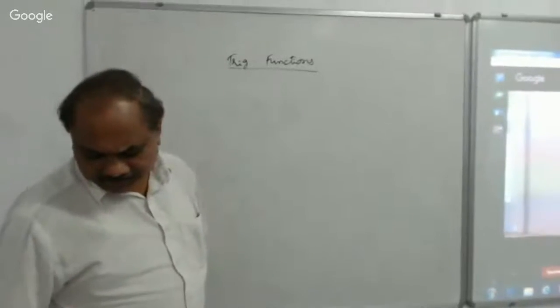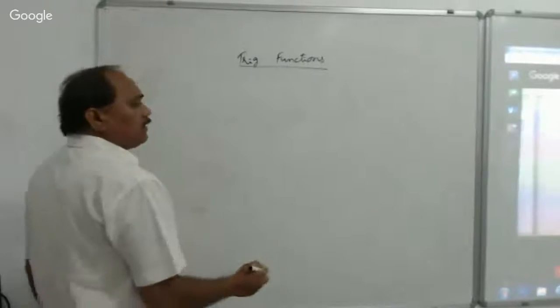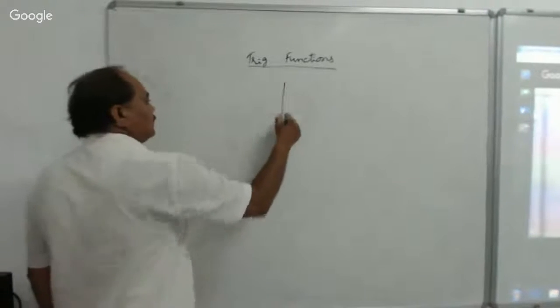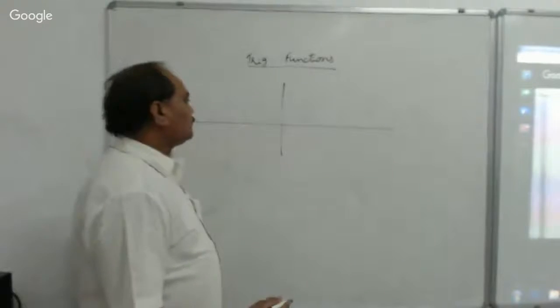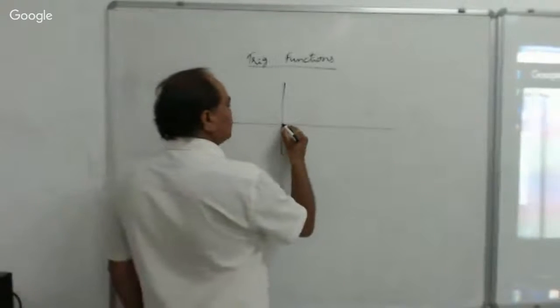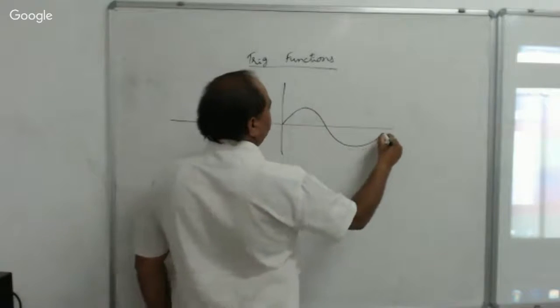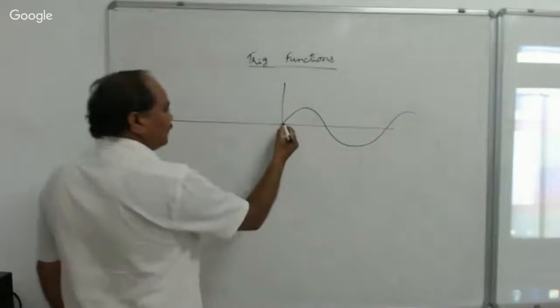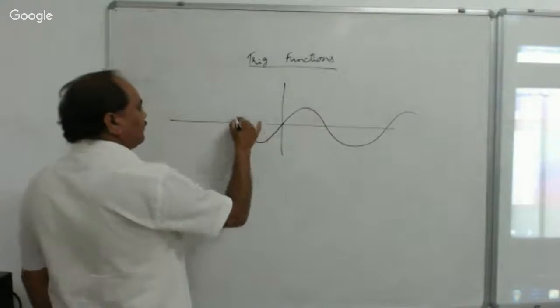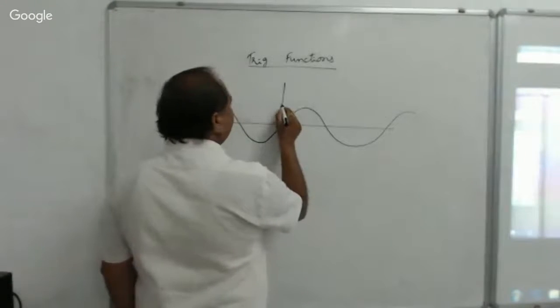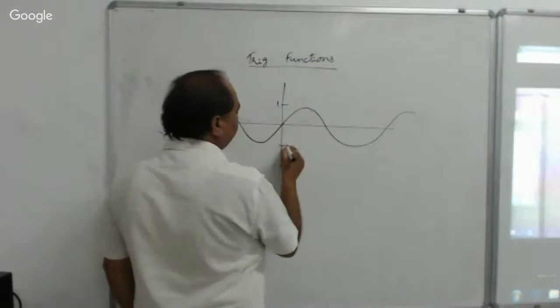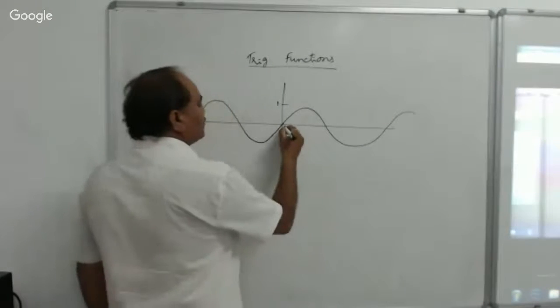Trigonometric functions. Yesterday we did the graph of sin x. This is the graph of sin x. Its maximum value is 1, minimum value is minus 1.